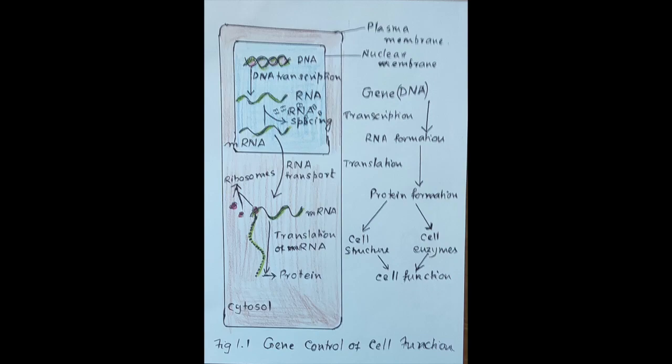Dear viewers, this is part 1 of the video series on the gene control of cell function. This figure 1.1 shows the gene control of cell function. From DNA, RNAs are formed. RNA comes outside the nucleus and forms various proteins for various functions and cell structures.